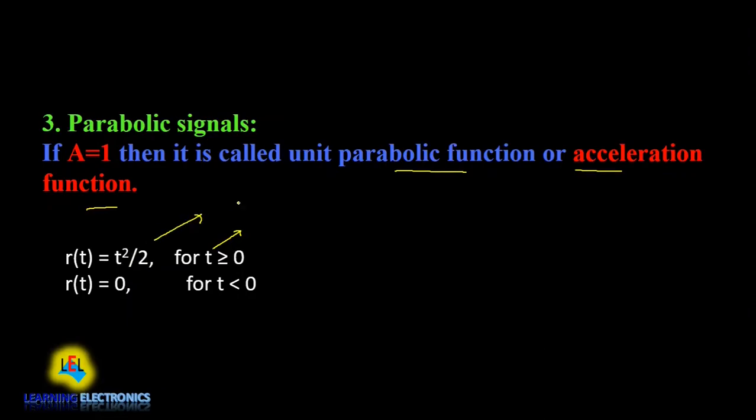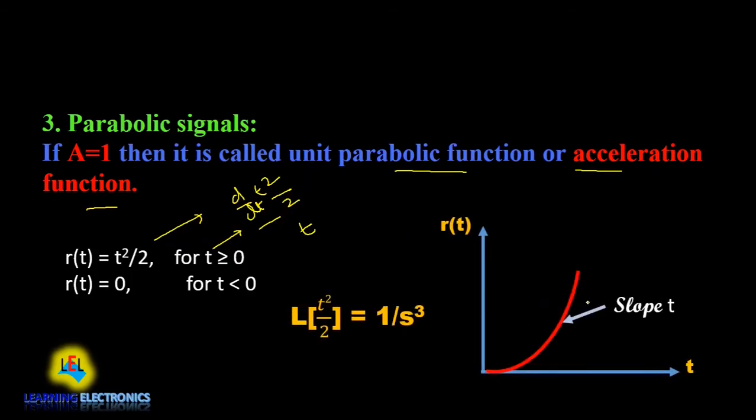Again if we differentiate this equation, we get d by dt of t square by 2. Then we get the slope of this parabolic signal. So to get the slope of the parabolic signal, we differentiate this equation. Then what do we get? We get t. So t will be the slope of this unit parabolic signal. So this is the graphical representation. The slope will be t. Okay. Now the Laplace transform of t square by 2 is 1 by s cube.